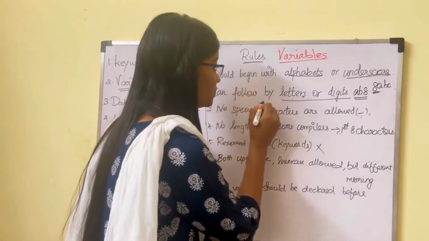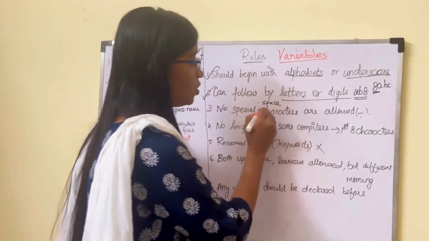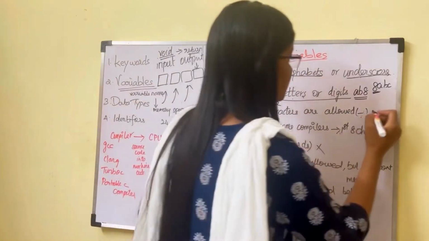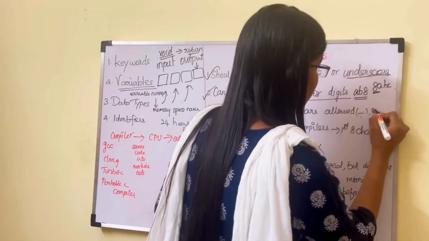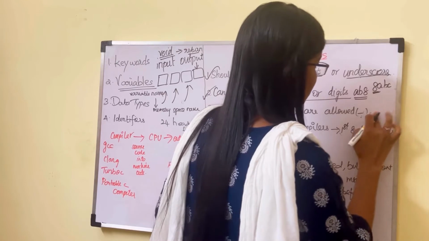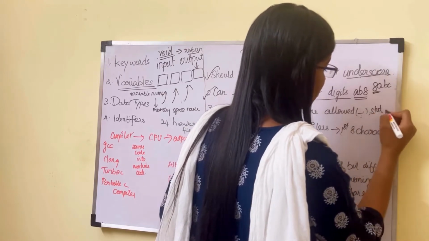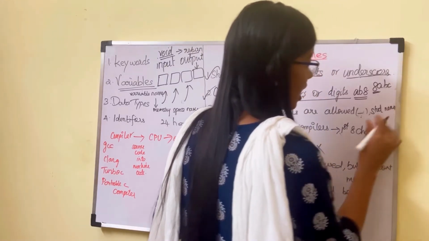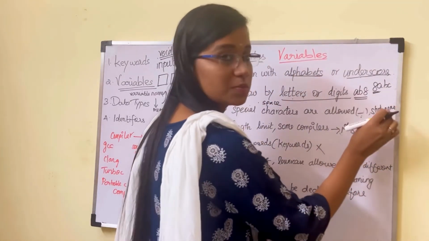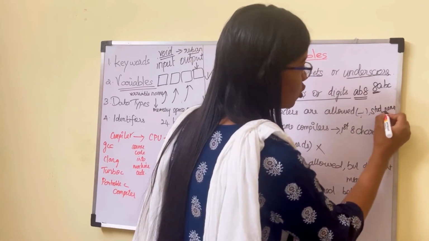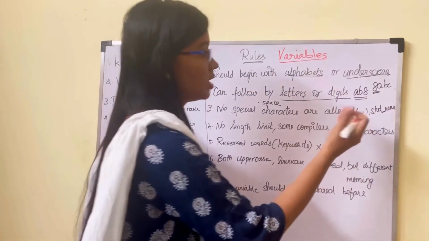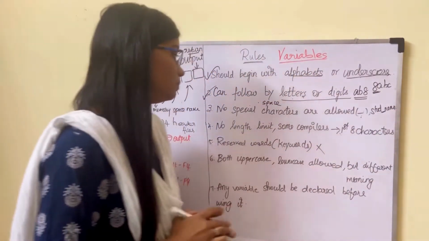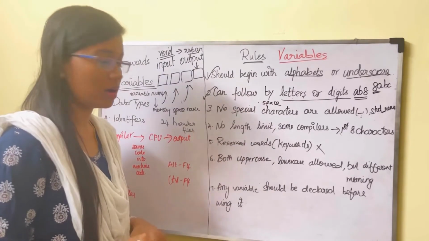Even dot or space also we cannot use. So if we want to give a memory space name, it should be continuous. If I am going to give a memory space name like student name, I should not give a space here. Space should not be used. I can use underscore to separate that. I can give it like this. I cannot use student name dot like that. So no special characters are allowed.